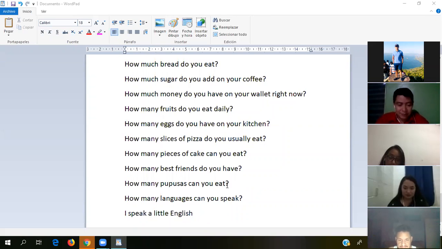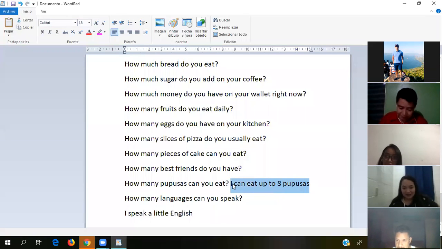How many pupusas can you eat? But this is your ability, all right? It's not like how many pupusas do you eat? No, can you eat? What's the maximum? I can eat up to, hunger hit me now, I can eat up to 8 pupusas. Up to 8 pupusas, for example. All right. No, that's not real. Let me see. Yeah, maybe 7 pupusas maximum, maybe.